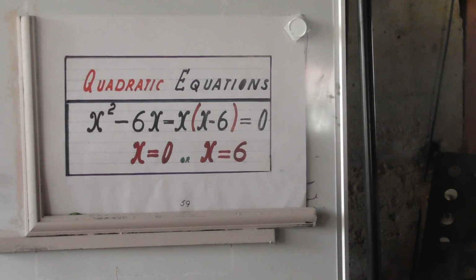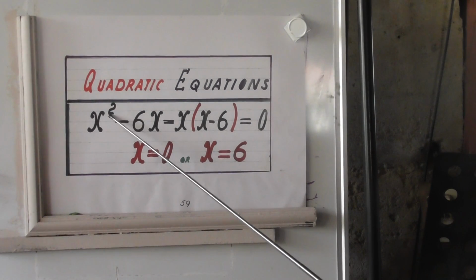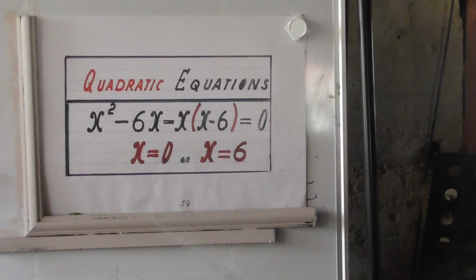There are two possibilities. Either x is naught, because naught times something is naught, or x negative 6 is naught. That can only be naught if x is 6. So you have two possibilities. Quadratic equation. Two possibilities. X is naught or x is 6.